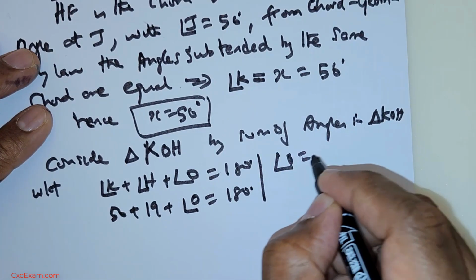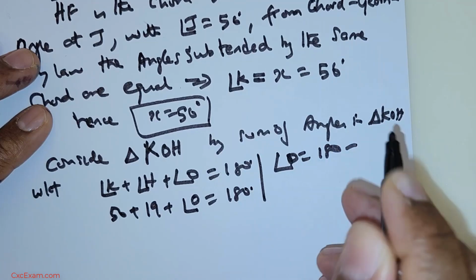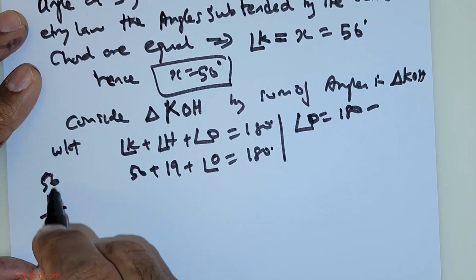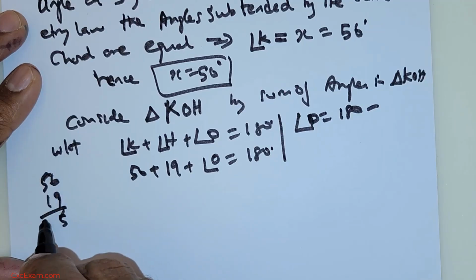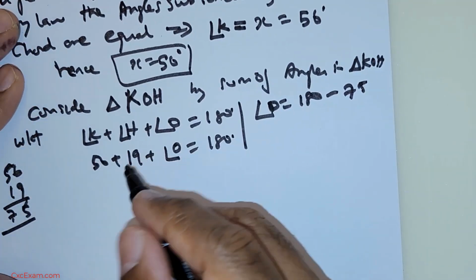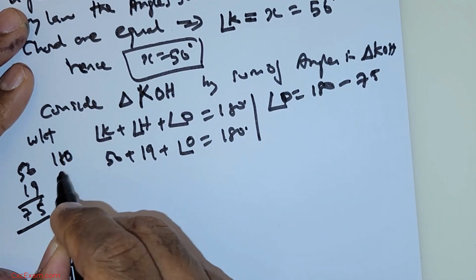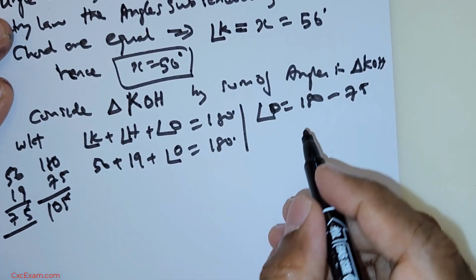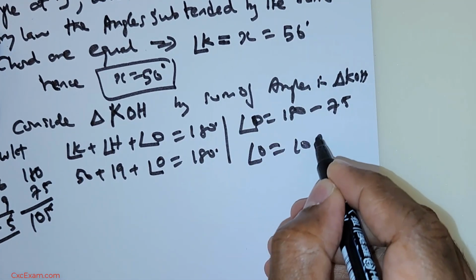So angle at O is equal to 180 minus, you subtract 56 plus 19. What do you get? 75. Take away 75 from this. So from 180, you take away 75, what do you get? 105. Angle O is 105 degrees.